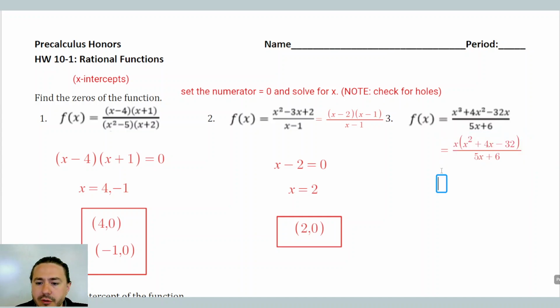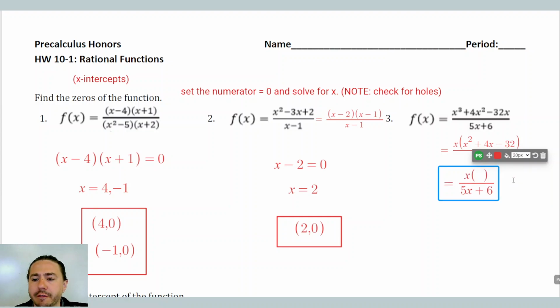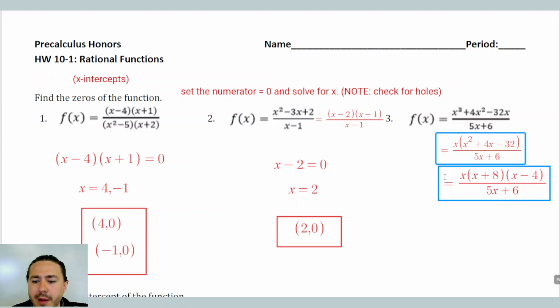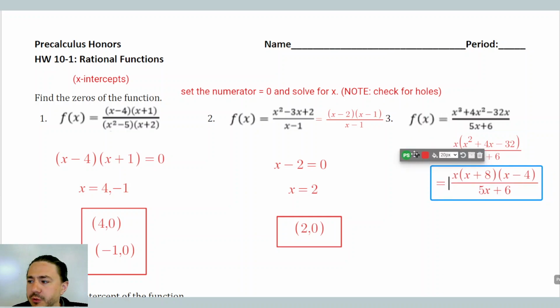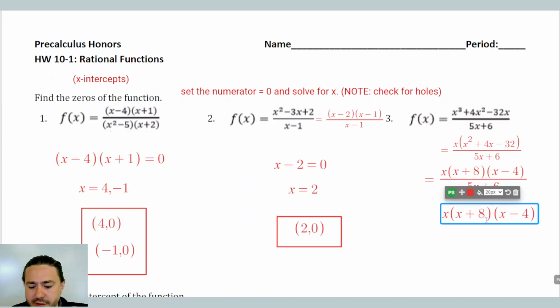And so the numerator, we can factor a little bit further. We're looking for two numbers that multiply to give me -32 but add up to 4. That's going to be +8 and -4. So we don't have any common factors between the numerator and the denominator. So we do not have to worry about the holes here. We're going to get a total of 3 zeros here. We're going to set this whole thing equal to 0 and then solve for x.